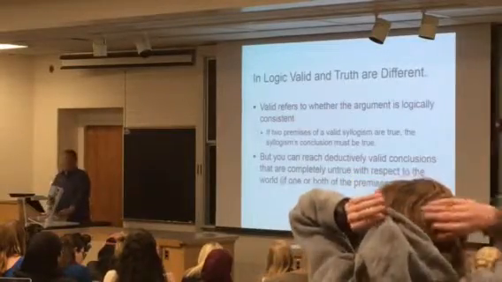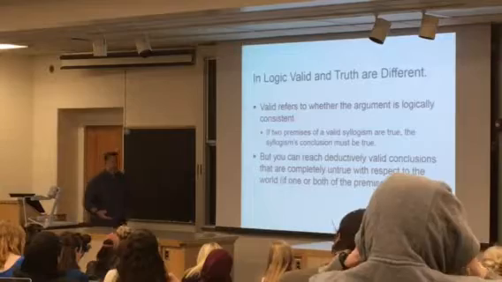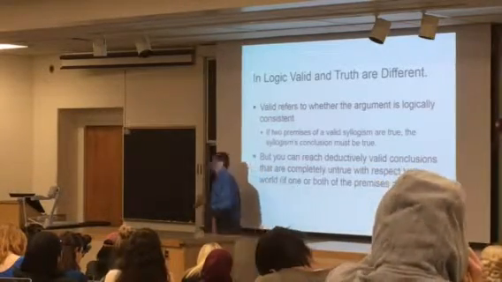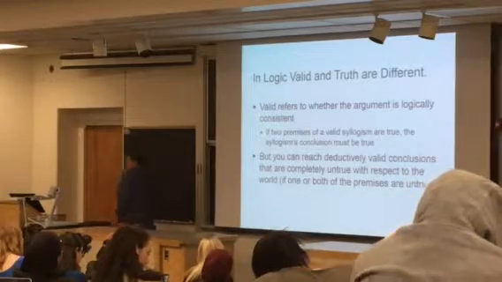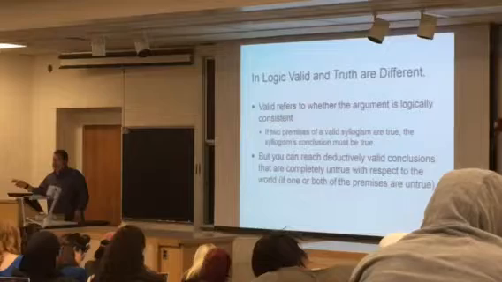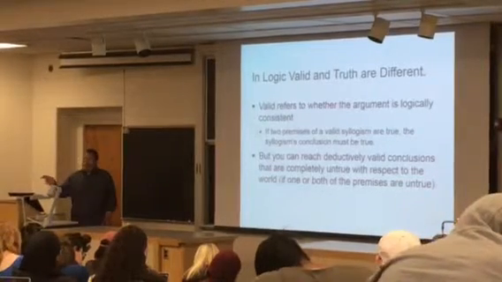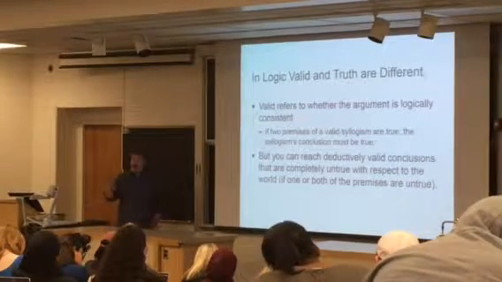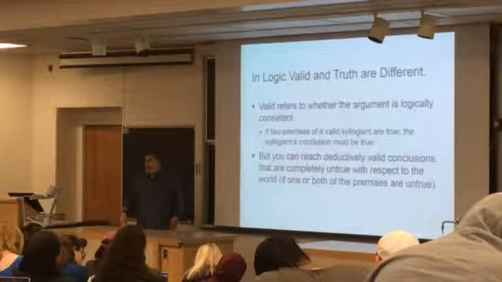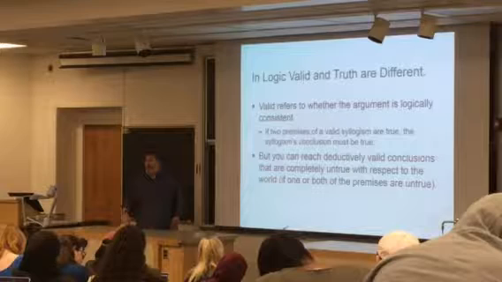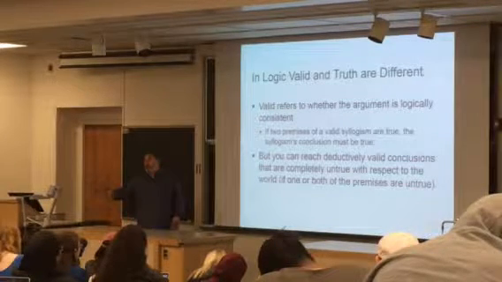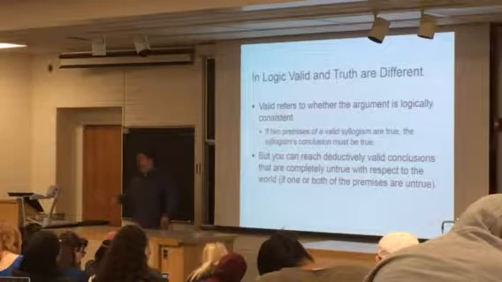So one of the nice things about logic and the logic of these categorical syllogisms is you can actually divorce valid from true. Right? Valid talks about whether the logic works. Does the conclusion follow from what the premises are? Truth is what is the state of the world, what is real.